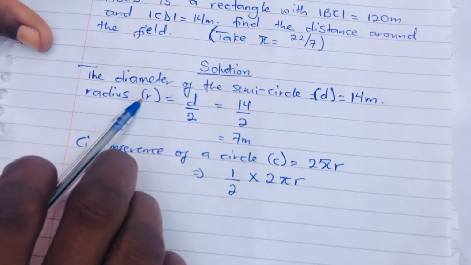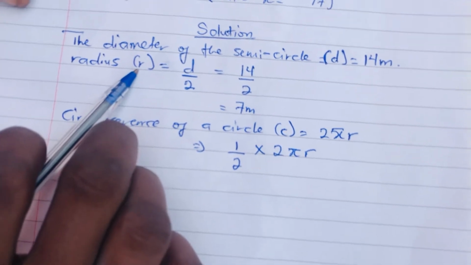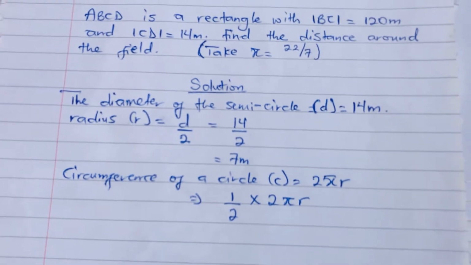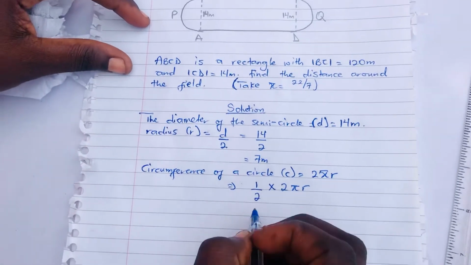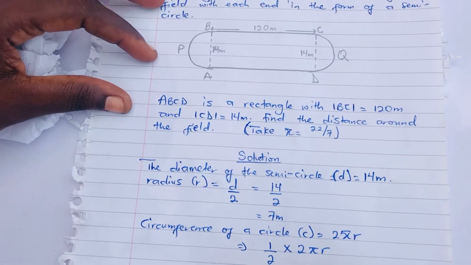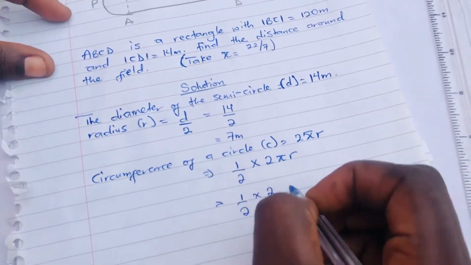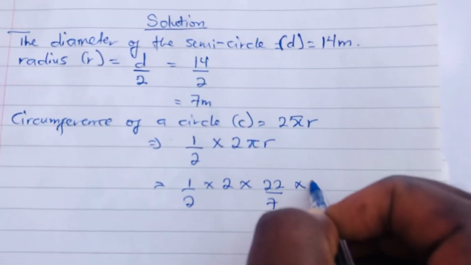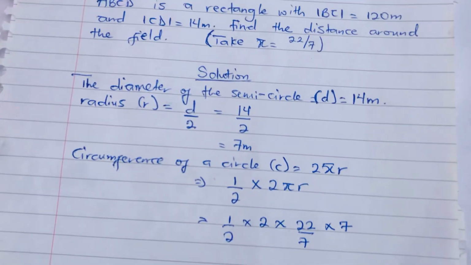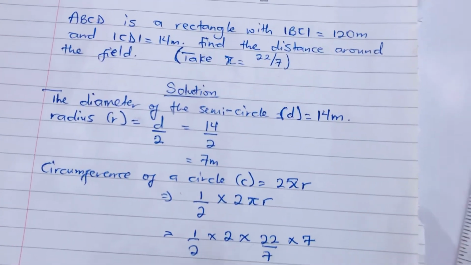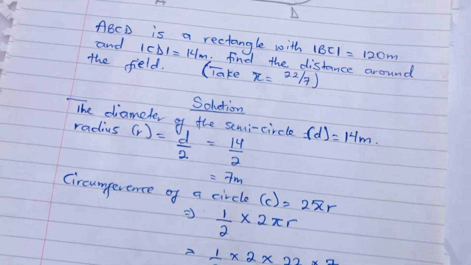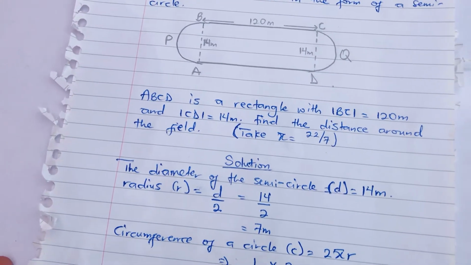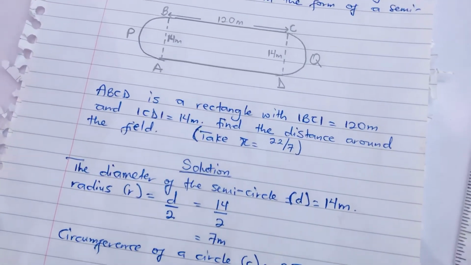Great. So after that, what do we do? We have to multiply them and do a simple substitution. So this becomes half times 2 times 22/7 times 7. Good. So what is it giving us? Half times 2 times 22/7 times 7. And it is giving us 22 meters.